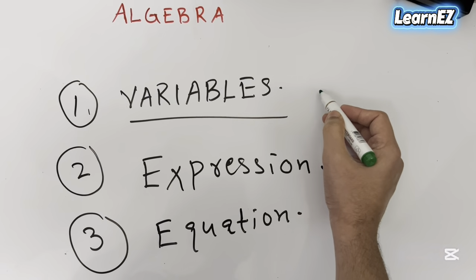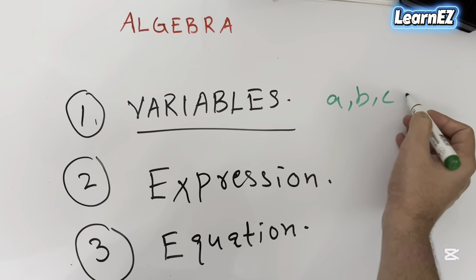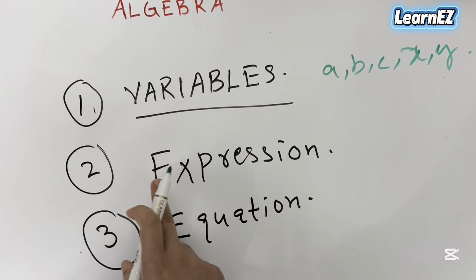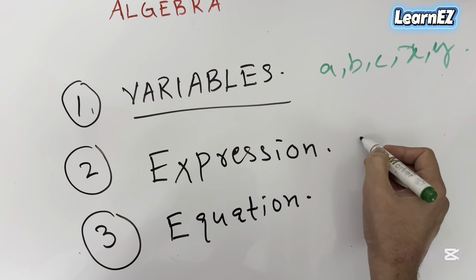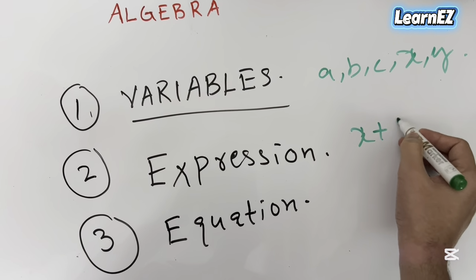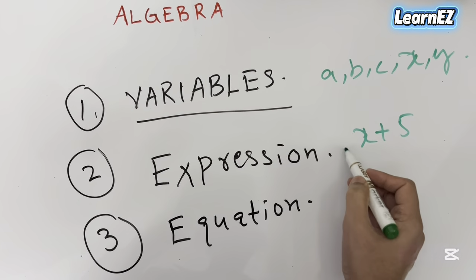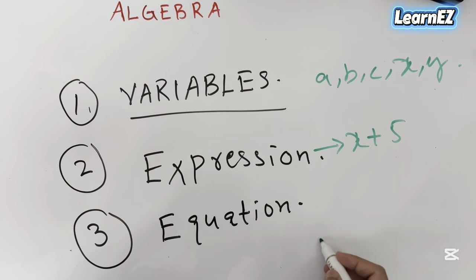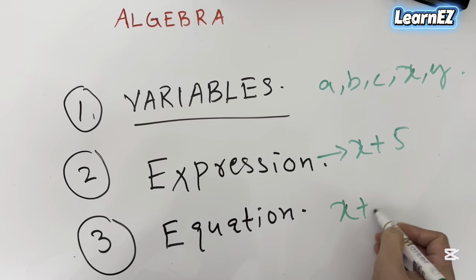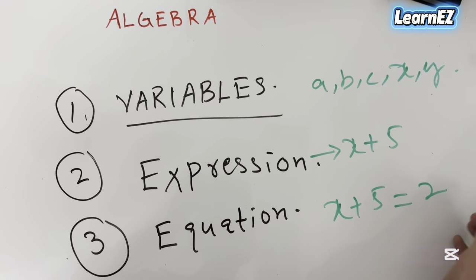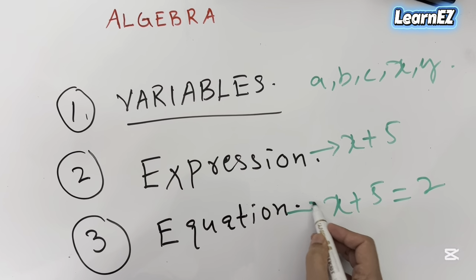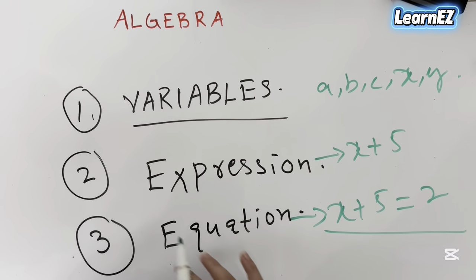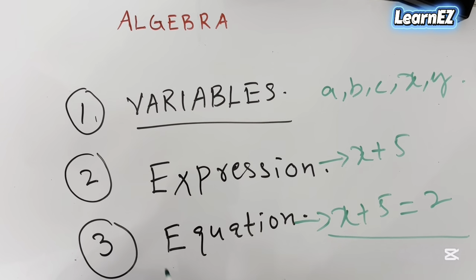So variables like a, b, c, x, y, z, and so on. An expression, like x plus 5, x plus 2, anything. So this is an example of an expression. Now let me write an equation for you. So this is an equation, x plus 5 is equals to 2. So this is an equation. So that's it. Today we learned all these things we covered in this video.